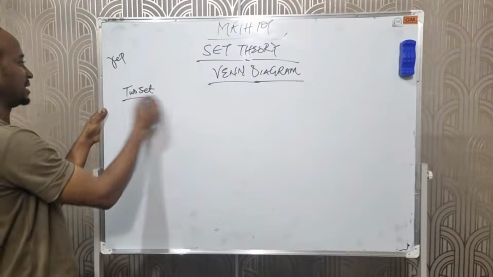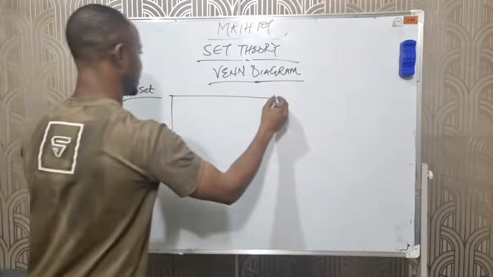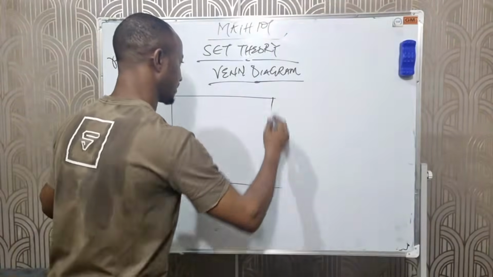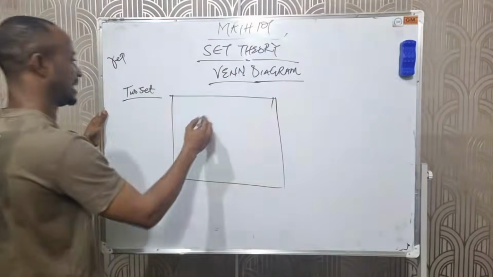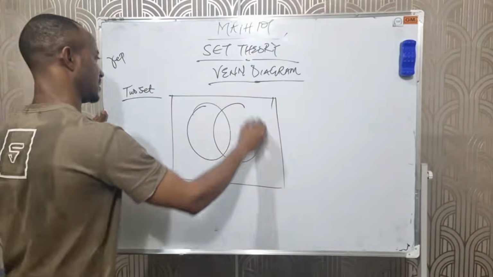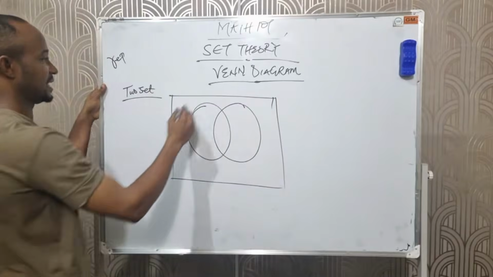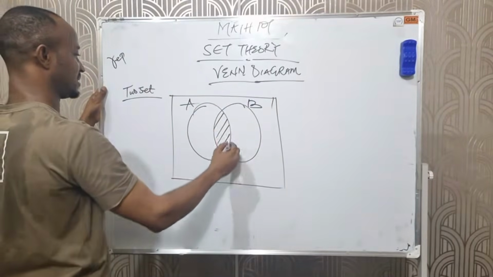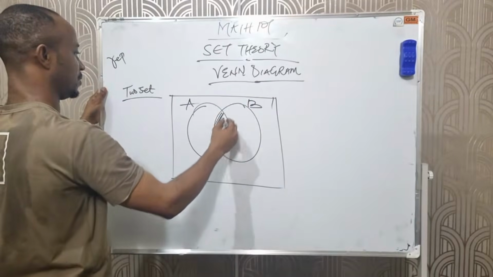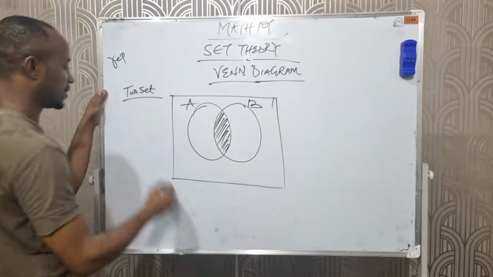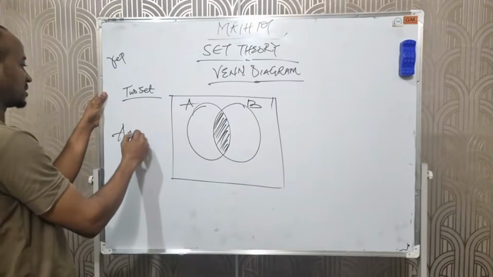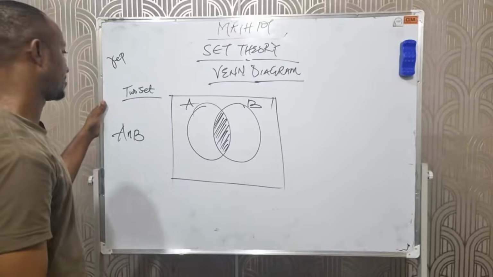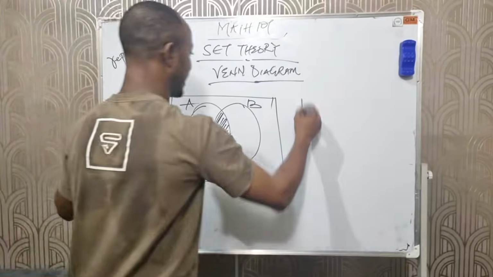Between two sets, right? If I have a diagram like this, and we are asked to represent the intersection of these sets. Let's say I have set A and set B, and this part is the shaded part. What do we call this? This is called A intersection B, right? This is called A intersection B.